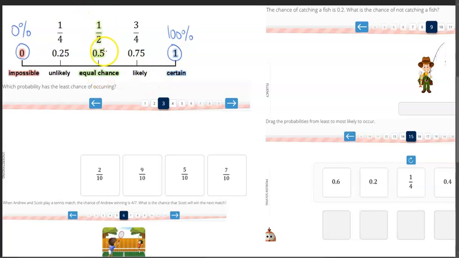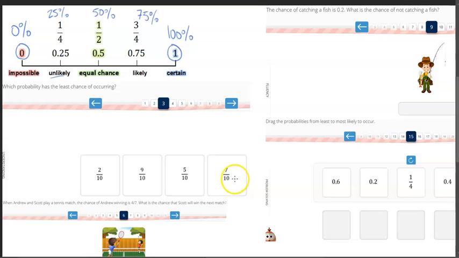When something has a half chance or an equal chance, it is 1/2, 0.5, or 50%. Something has a quarter of a chance, or 0.25, or 25%. It's unlikely to happen. Doesn't mean it's not going to happen, it's just unlikely to happen. And then the opposite of that, likely, is a 3/4 chance, or 0.75, 75%.